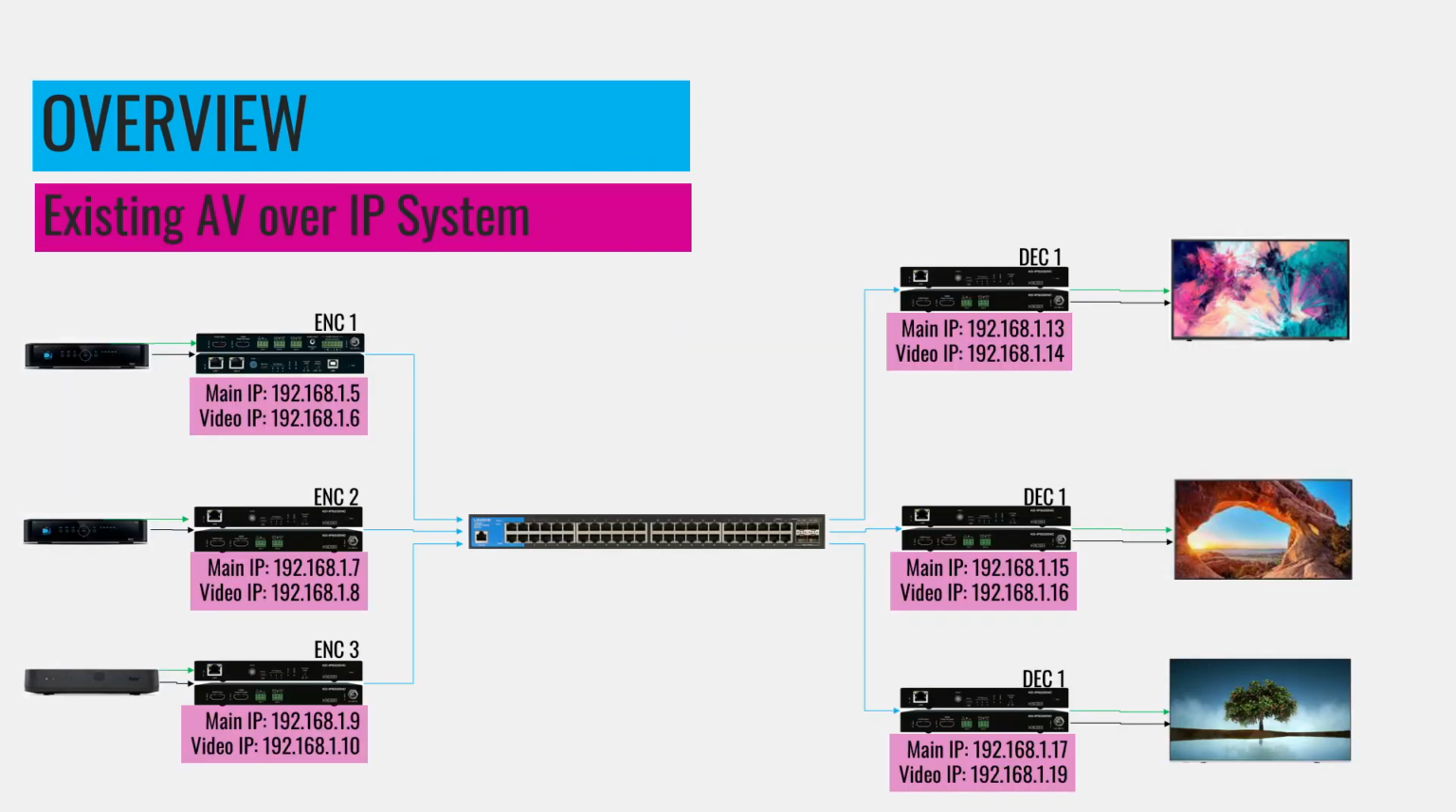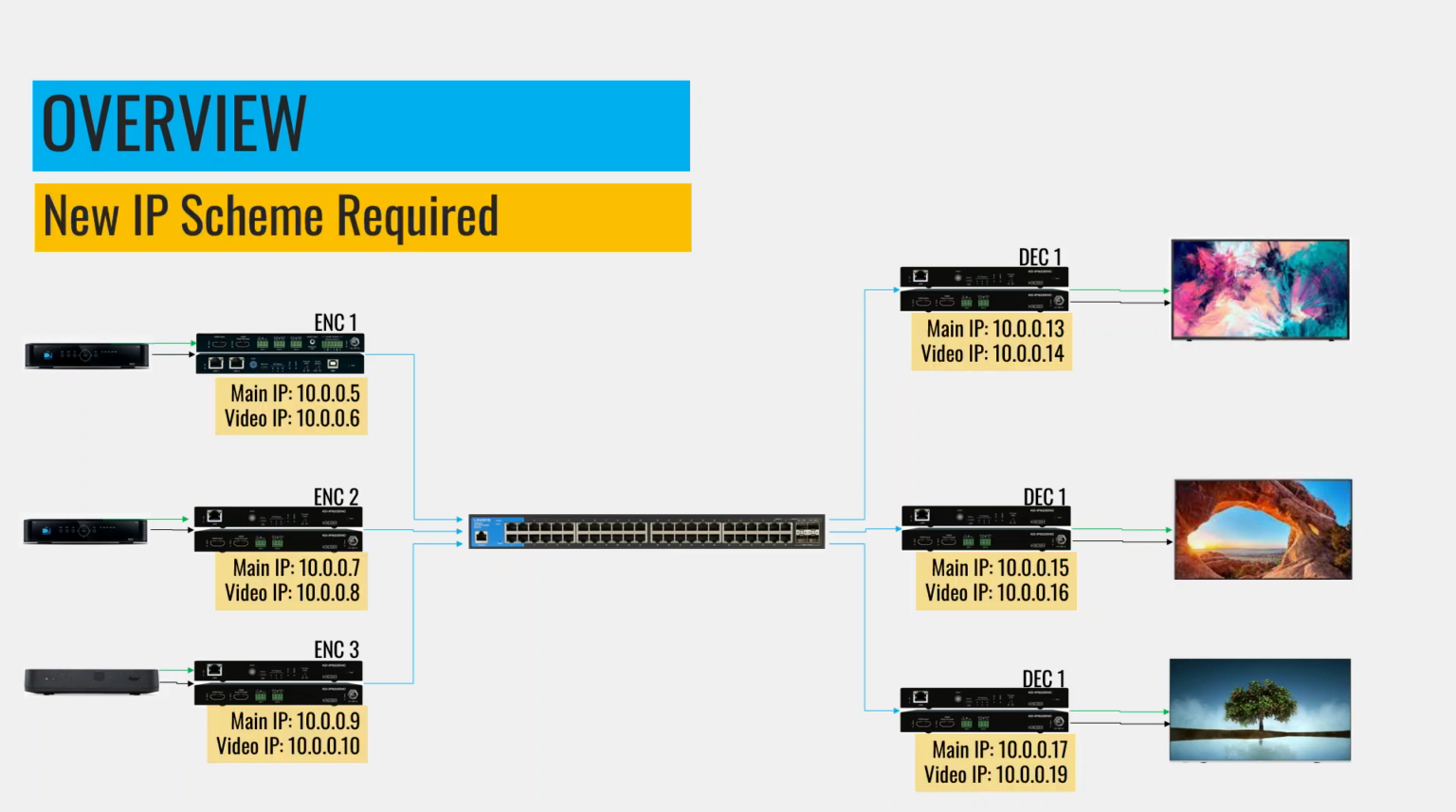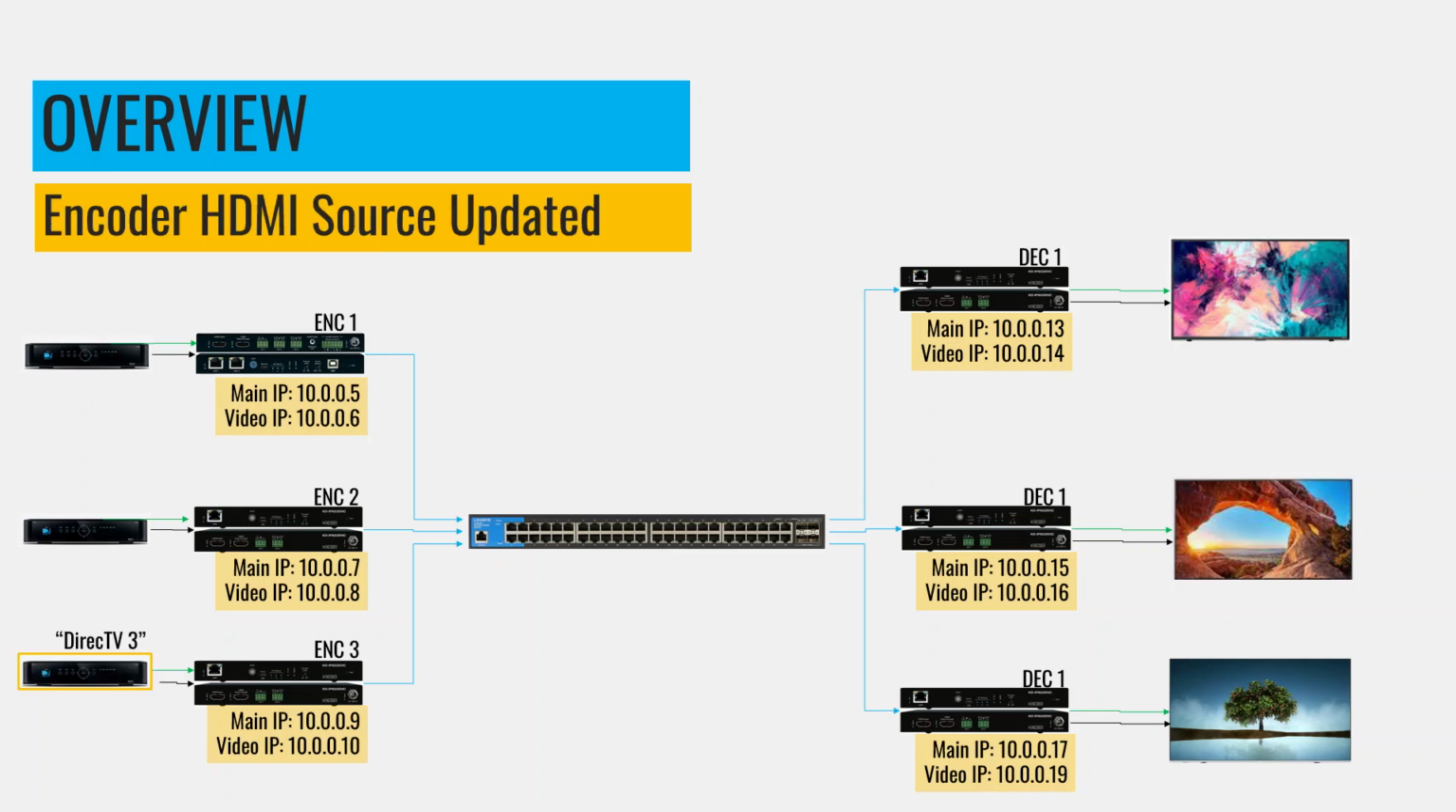In this scenario, we have an existing KeyDigital 4K AV over IP system with IP scheme 192.168.1.x. However, the job site needs to change their IP scheme to 10.0.0.x. Additionally, the client has replaced one of their HDMI video sources with a third DirecTV box, so we need to update the naming within the system file.